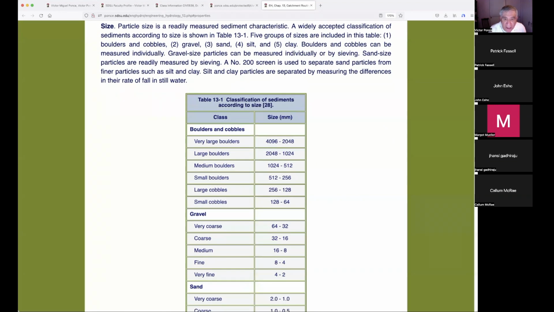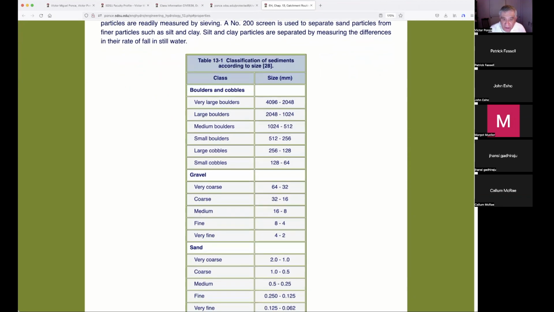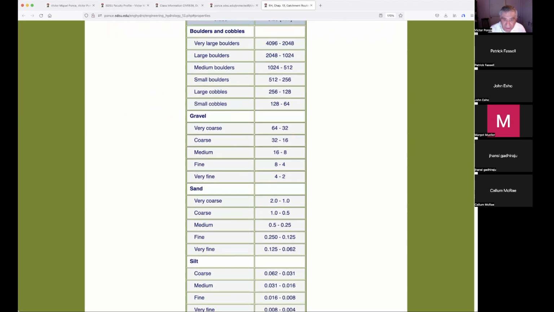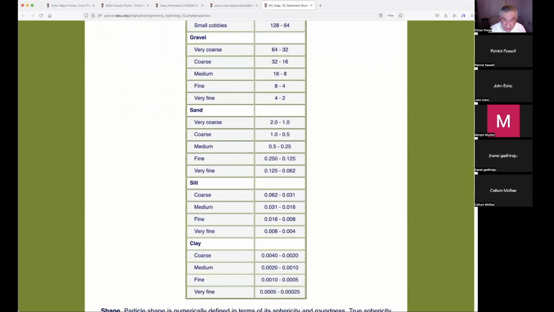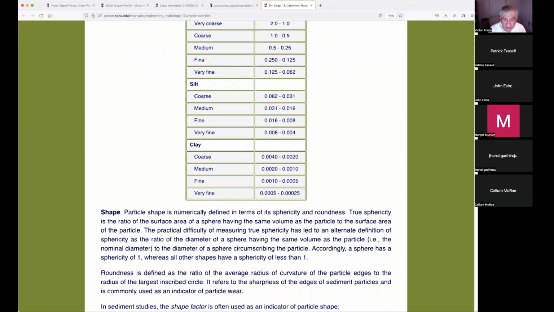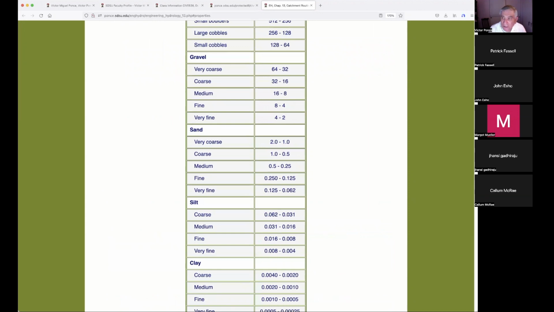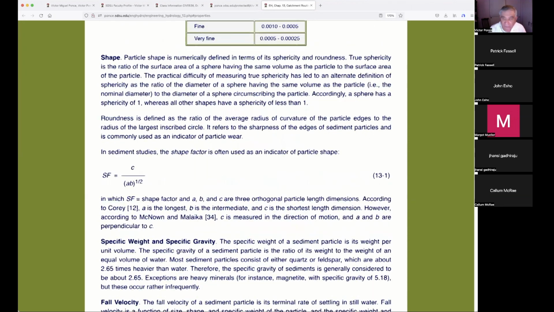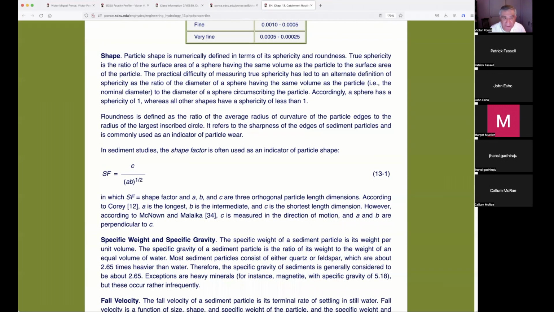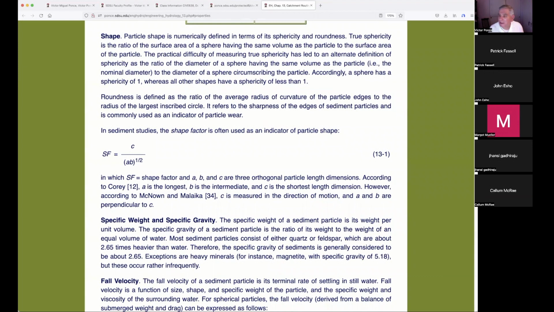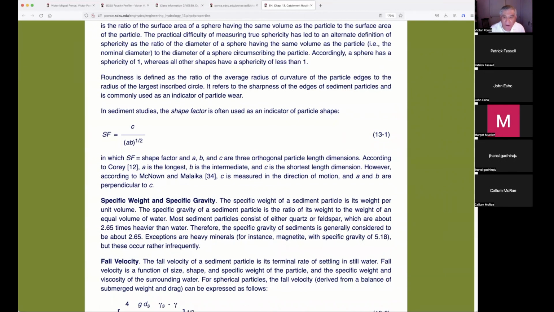Classification of sediments. Very large boulders, 4,000 millimeters, that's 4 meters. That's kind of similar to the picture I showed you of the Rachichuela Creek in northern Peru. Very large boulders, etc., gravel, very coarse gravel, sand, very coarse sand, silt, coarse, and clay. So that's a standard definition of particle size, taken from standard government references. Shape factors are often used as an indicator of particle shape. I've looked at this and never had a chance to practically use it, but we put it in here because it's part of all the manuals.